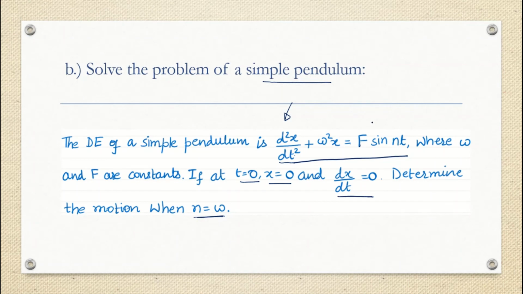We say that this capital F and this omega are constants. They have given us. So the variables are x and t. So t is the independent variable and x is the dependent variable, and the initial conditions are also given to us. So at t equals 0, x equals 0 and dx by dt is 0. These conditions actually are given to find the constants c1, c2. Because this will be a second order differential equation, so two constants will be there.